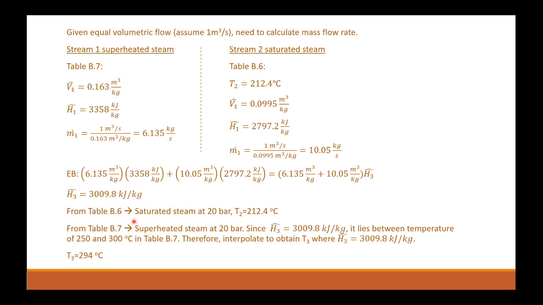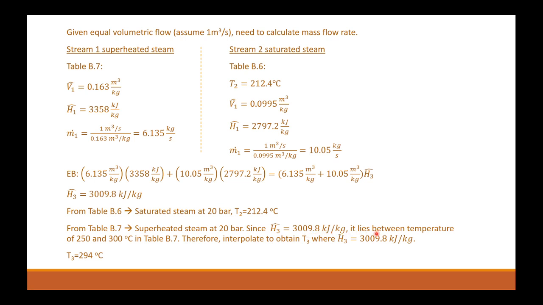Now from table B.6 again, saturated steam at 20 bar, and this gives us T2 is equal to 212.4 degrees Celsius. Now from table B.6, so this one is pretty direct, yeah, and we have already found over here. Now from table B.7, superheated steam at 20 bar. Now we have to look back at the H3 over here, since H3 is 3009.